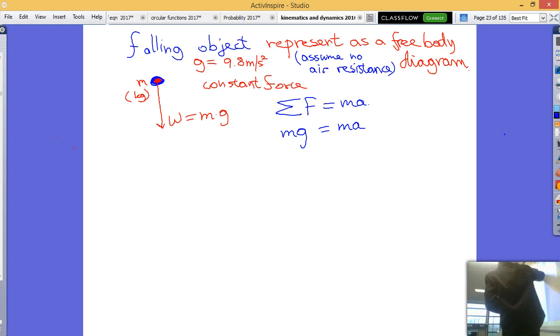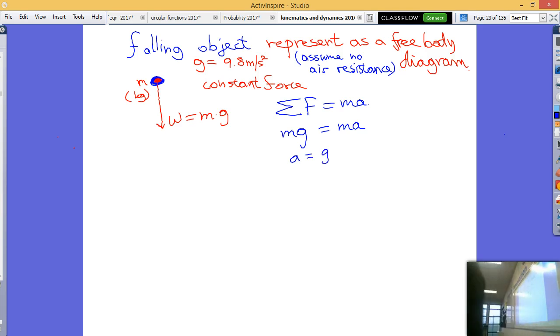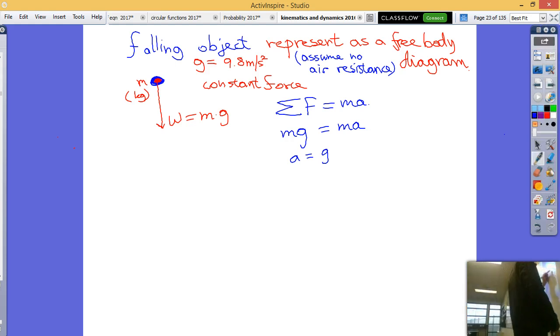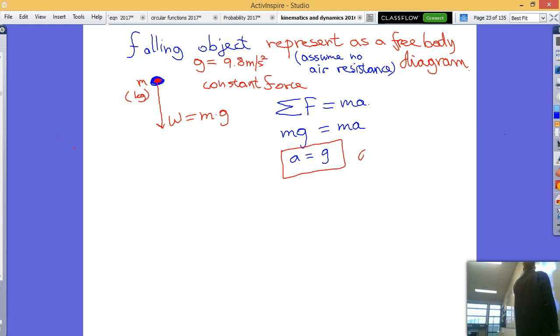Free body diagram. Okay, so in this case, the acceleration we have is just equal to the acceleration due to gravity directed towards the ground. And this here is what you call a differential equation, believe it or not.